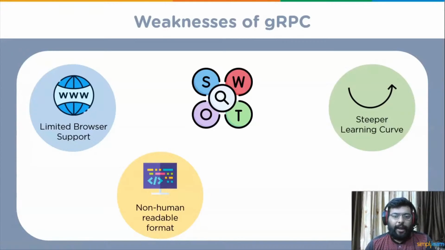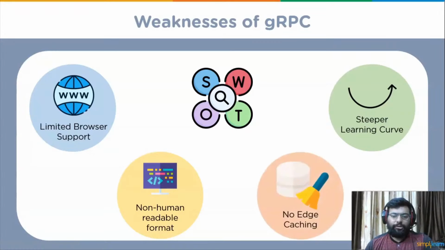So developers need additional tools like the gRPC command line tool to analyze protobuf payloads on the wire. And they also write manual requests and perform debugging. The next is no edge caching.